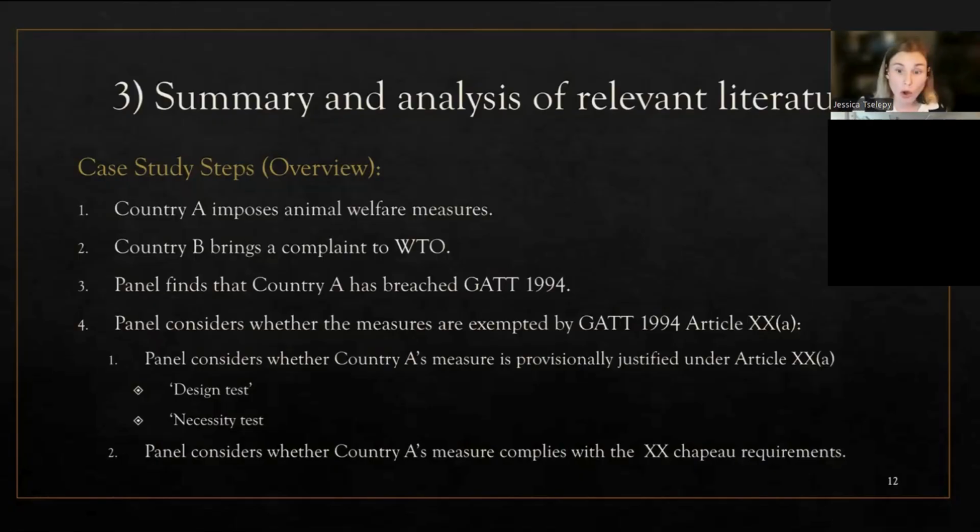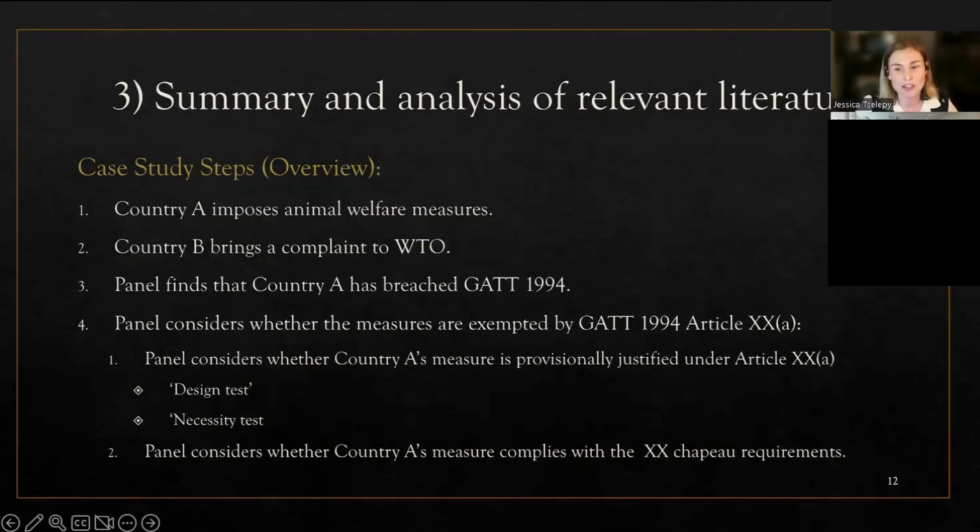Step four. The WTO panel considers whether country A's measure is provisionally justified under Article 20A. And this is the fun part. This is where I wanted to dedicate all of my word count, but I had to do some other stuff in my thesis, because this is really fun legal work. Okay, we move to the design test. Is the measure designed to protect public morals, or is it at least not incapable of doing so? What does that mean? I get into that.